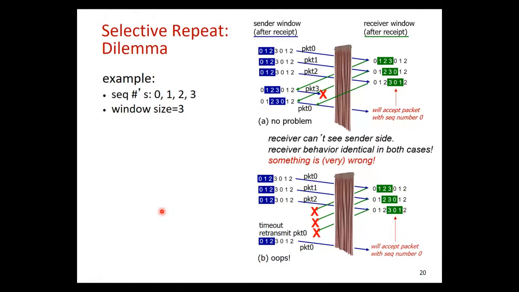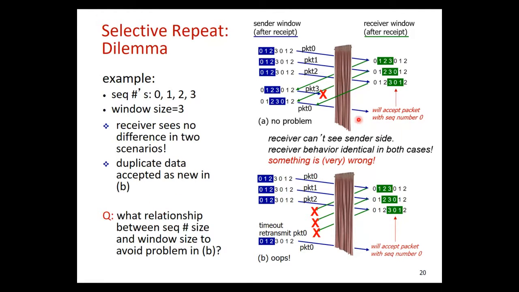Okay, so question for you. If we try to think about why that happens, what are the reasons? Why is it that we have this problem? And then if we know why, then we can know how to solve the problem. But first, why do we have this problem? Why is it that in this case the receiver cannot distinguish, or does not know that these 2 packets, packet 0, are duplicates?